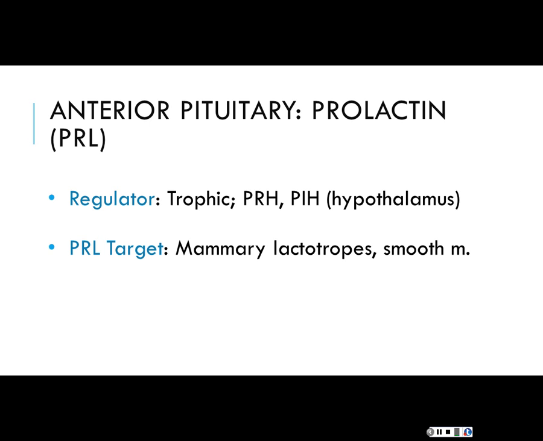The function is to do what? Produce and release milk. Because prolactin also targets, what is this abbreviation? Smooth muscle. So not only the synthesis of the milk, but the release of the milk as well. Lactation. What are lactotropes? Cells that make milk. Milk producing cells.